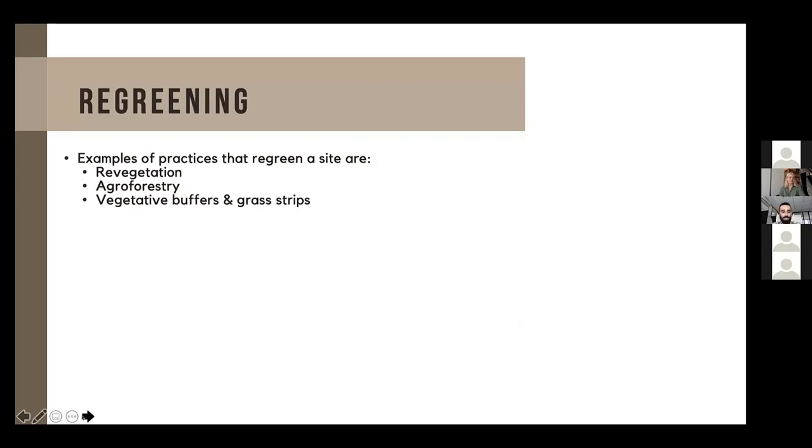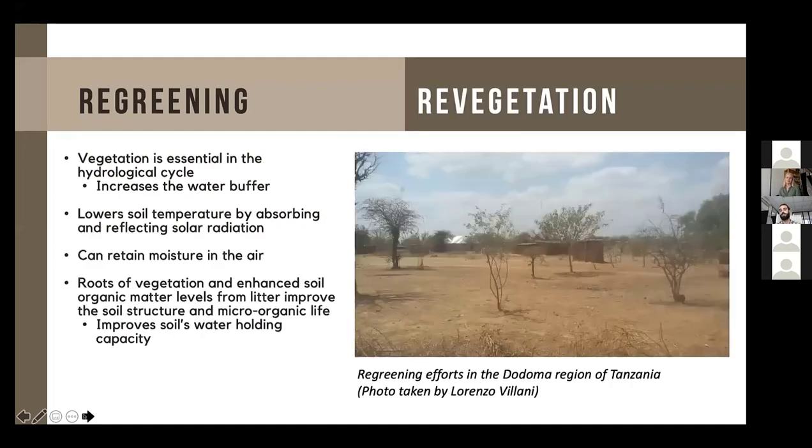So regreening, which is precisely what Thijs was talking about earlier: how increasing vegetation in an area can influence the microclimate. It might come as no surprise, but in a lot of ways. So we'll start with revegetation. This is replacing lost vegetation in an area. It's based on a historical reference point where an area was greener than it currently is, and trying to bring it closer to that.